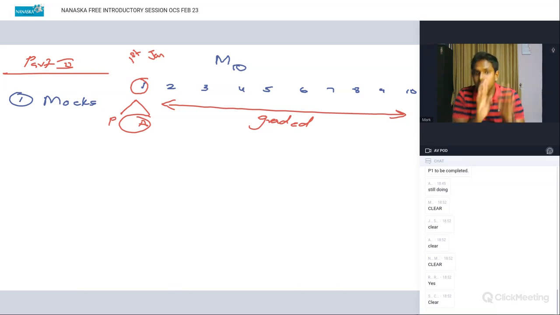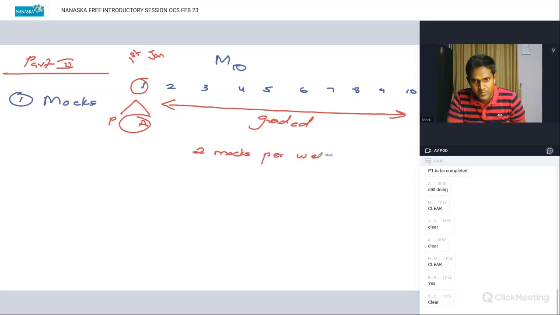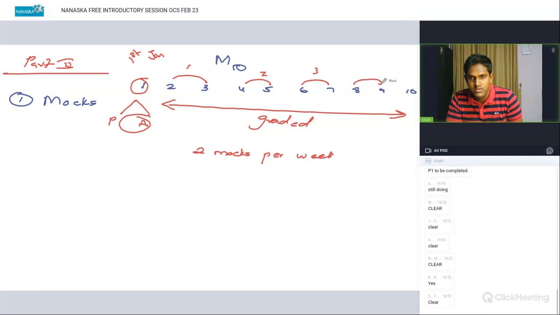Right? So therefore, you've got to understand the time frames and complete mocks very fast, because we have a very limited amount of time. So ideally what I tell is to complete 2 mocks per week. Here we have 1. Here we have 2, 3, 4. Right? And then on the exam week, you do the last mock.